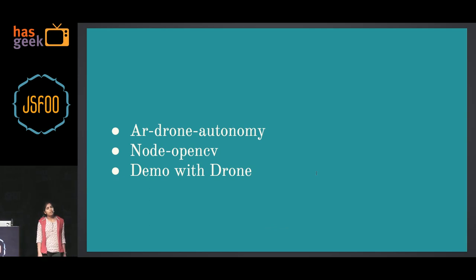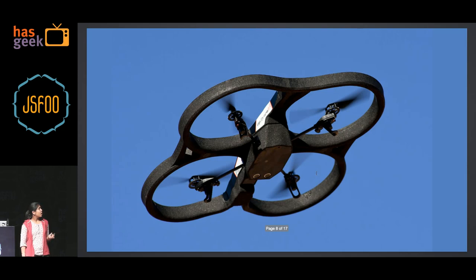This is my talk. First, I will walk through the library called ar-drone-autonomy, which is used to control your flight autonomously. Then I will walk through the library node-opencv, which has the bindings of OpenCV, used for image processing. And then I will demo some interesting stuff with my drone. This is the drone that I'm going to use, which is the Parrot ar-drone 2.0.